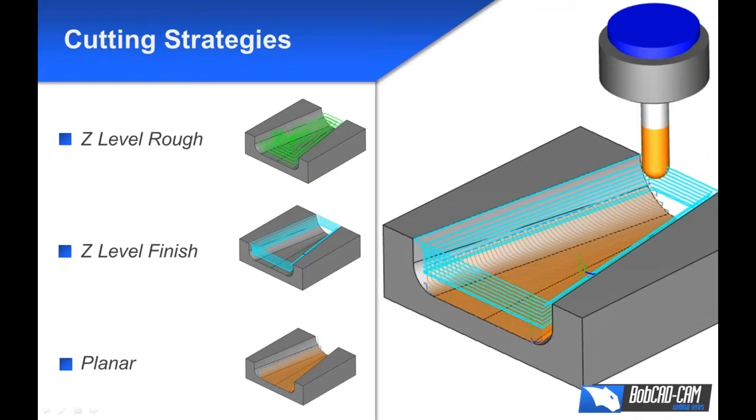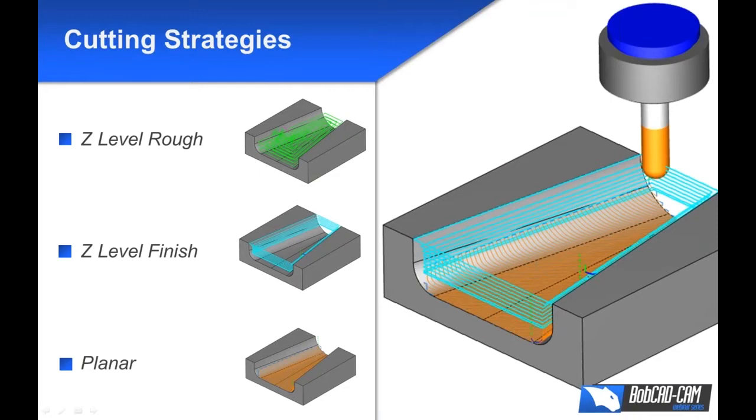Z-level finish you can look at as like a 2D profile. This is best for steep areas of the parts. The more vertical in nature, or the steeper the angle of the part, this toolpath does a really good job for it. Again, it's going to step down the model following the surfaces or solids, and you could think of it as a 3D profile, following the surfaces or solids, great for steep areas.